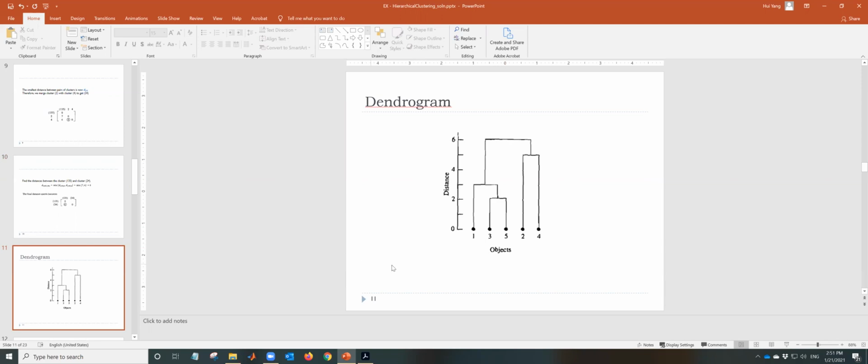Now we put all of them together. So this is a dendrogram. First we merge 3 and 5, and then we merge with 1, and then we have 2 and 4 in one cluster. Then we merge everything into a single cluster.